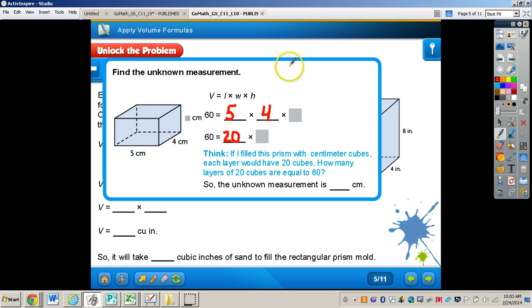All right, now what we could do, we could even take the volume and divide it by that base area of 20. And that'll actually give us the height, which is 3. So 20 times 3 would actually give us 60. So we can see that the unknown measurement is actually 3 centimeters. Now, it's not cubic centimeters because we're just trying to figure out the height of our figure.